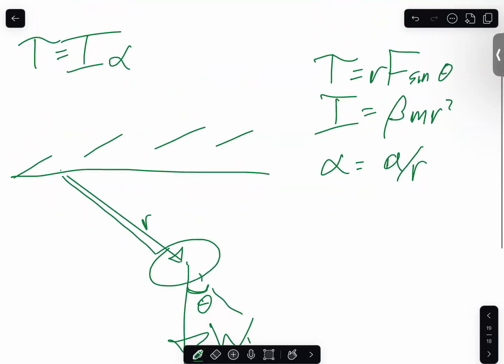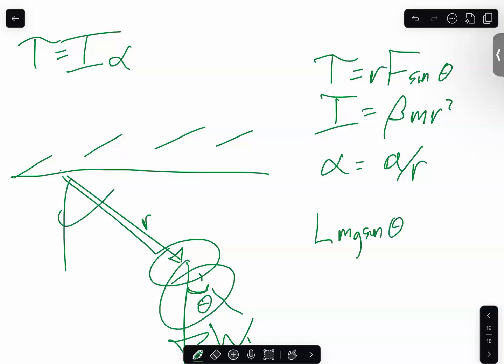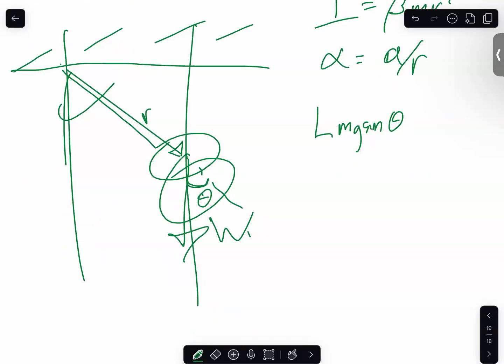Finally, alpha. Alpha is the rate of change of omega. Omega is the swing rate, how the angle is changing for the rod. So let's put these puzzle pieces together. R, in this case, is the length of the string. F is mg. Sine theta is sine theta. Note, this theta is the same as the theta of the pendulum, the angle with respect to vertical, because of angle congruence.